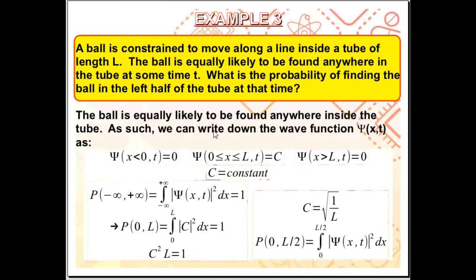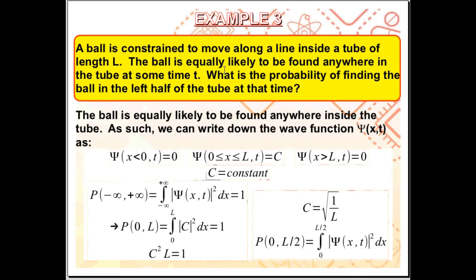Next, we have the following example. Example number 3. A ball is constrained to move along a line inside a tube of length L. The ball is equally likely to be found anywhere in the tube at some time t. What is the probability of finding the ball in the left half of the tube at that time?